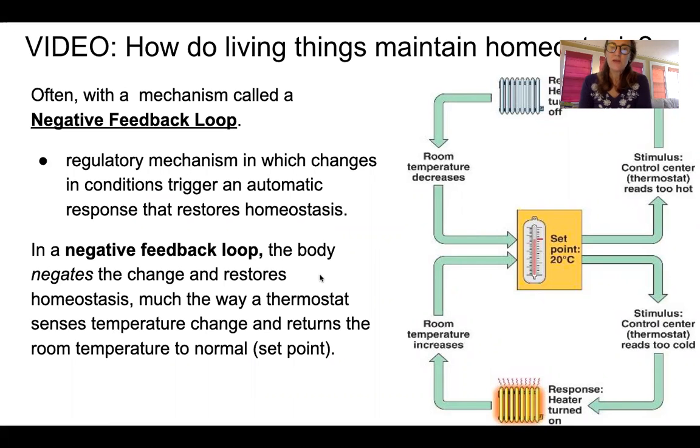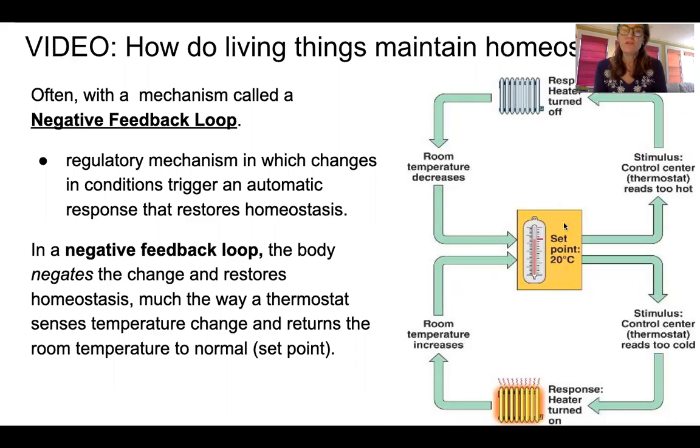And this is much the way a thermostat in a house or a room will sense temperature change and negate that change and return the room temperature to normal, which we'll call the set point. The set point is the term used in science for whatever that target homeostatic point is. So let's look at this image here of a house's thermostat to understand negative feedback loops and how they're drawn a little bit more clearly.